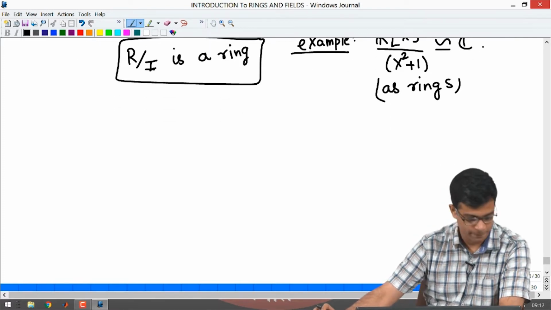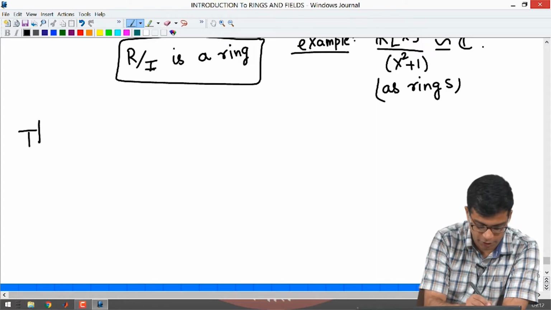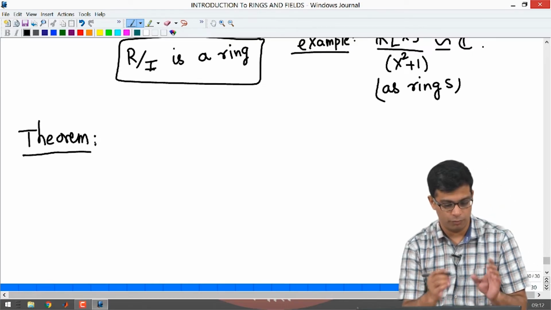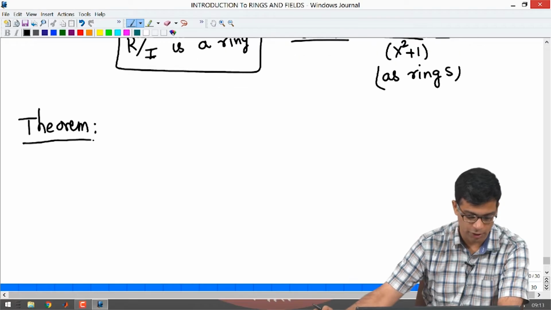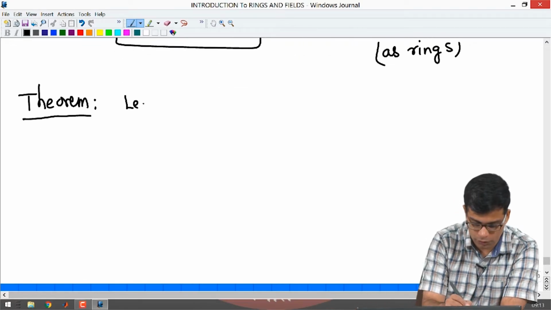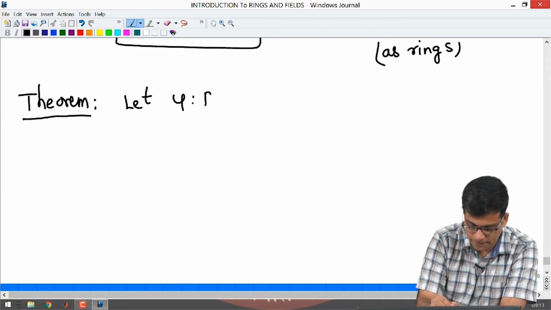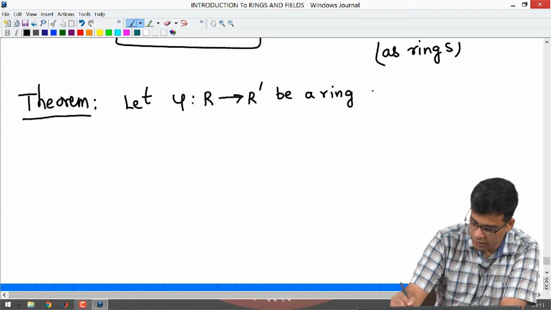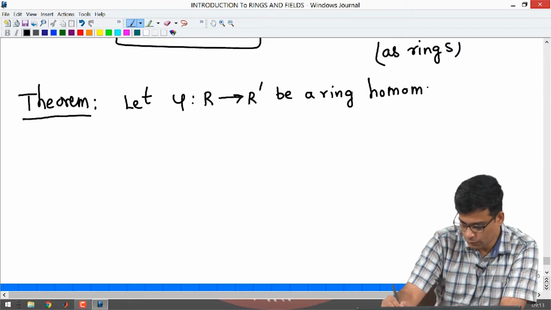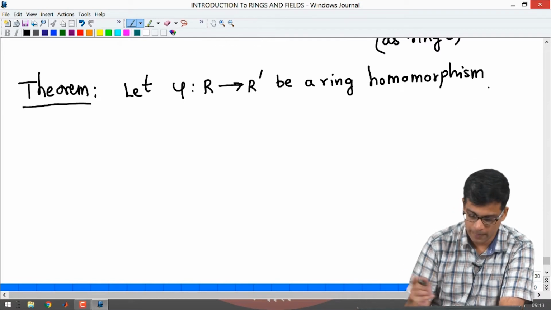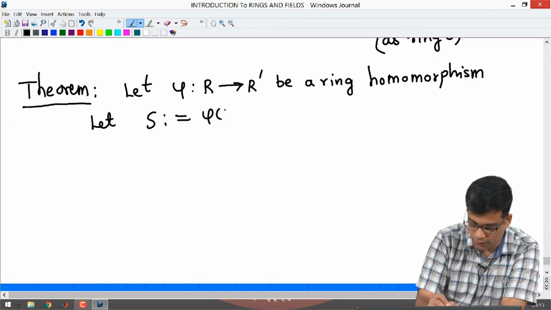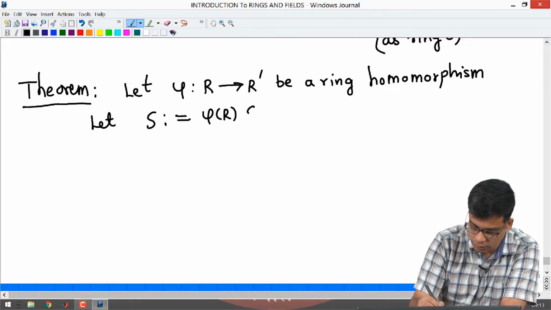What I want to do today is to continue my study of quotient rings and do this very important theorem. I am going to club various properties of quotient rings and ring homomorphisms here. I am going to make 3 statements. Let phi from R to R prime be a ring homomorphism. So, R and R prime are 2 rings and phi is a ring homomorphism. Define S to be the image of R. So, S is actually a subset of R prime.